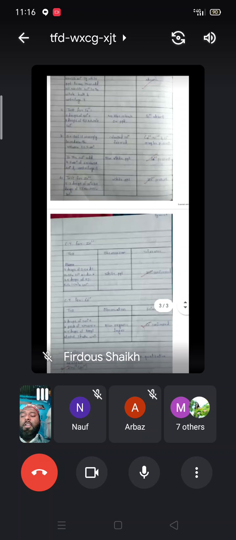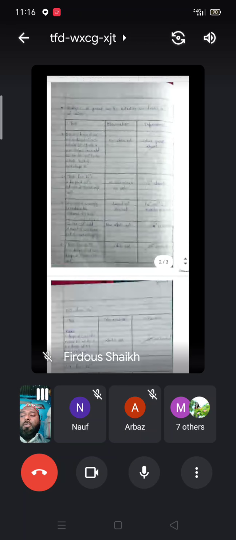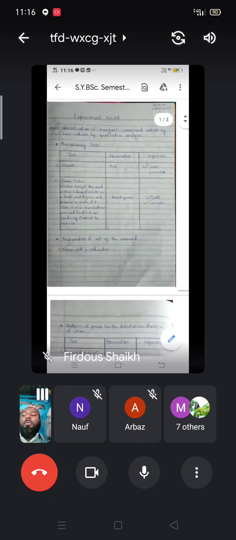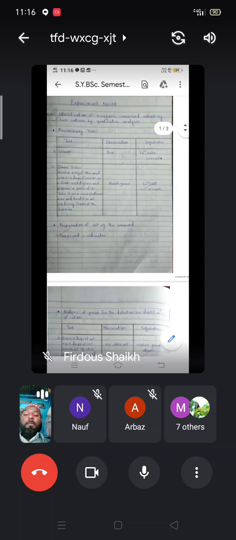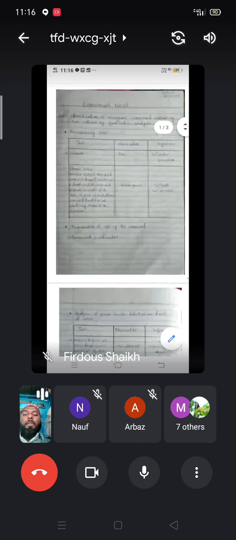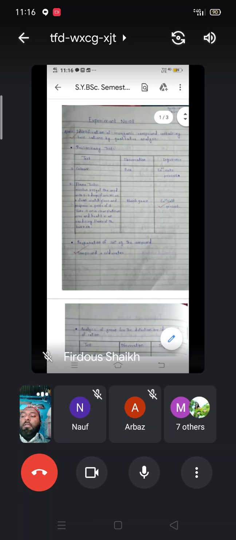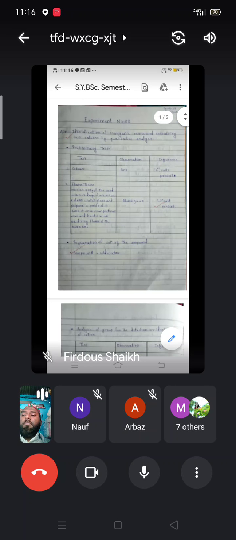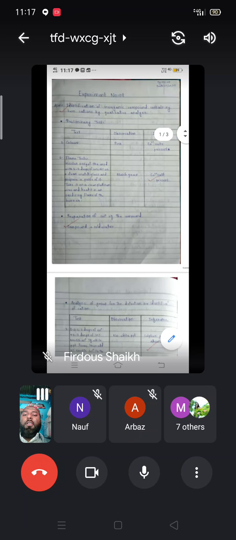There is nothing too much in that. Please go through these things. This experiment is very simple. You have to write it in the journal as it is. You have to complete the journal. This is experiment number 8. Please go through this. If you are not getting anything, you can ask.